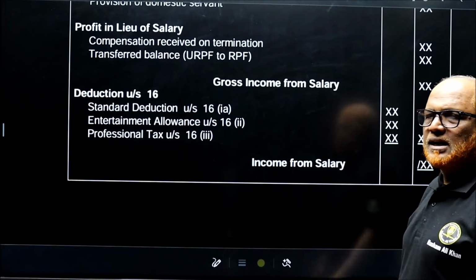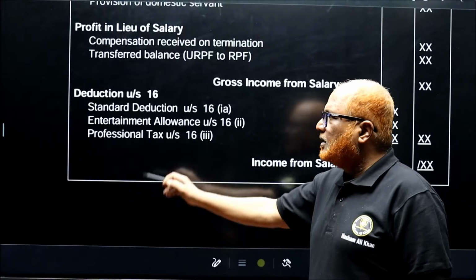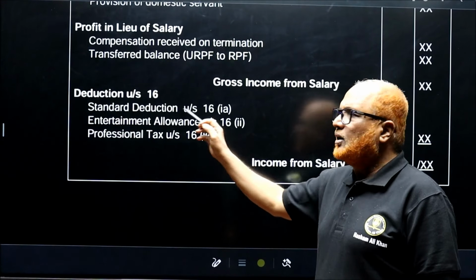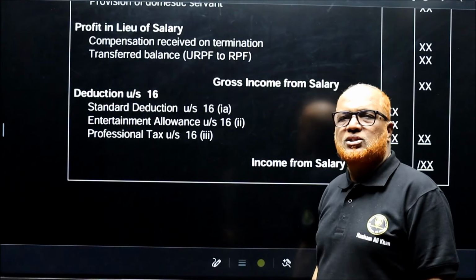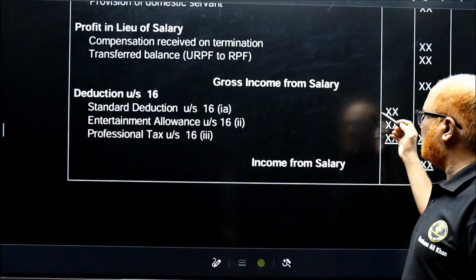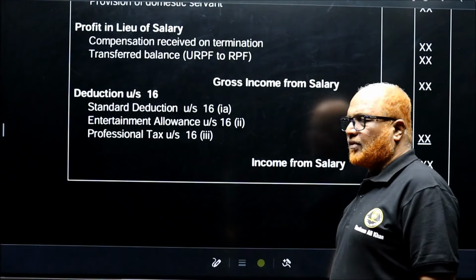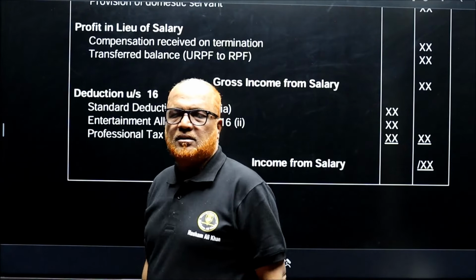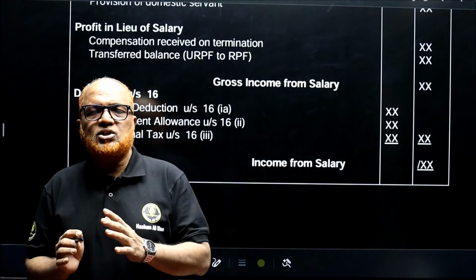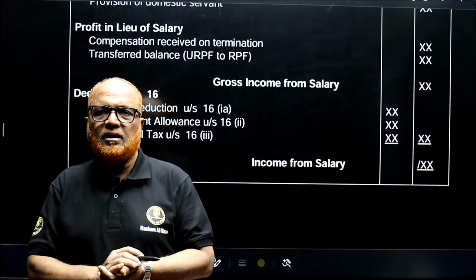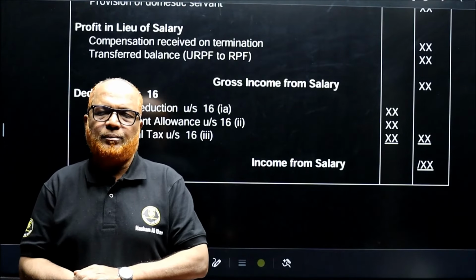Now from gross income from salary, three deductions are available: standard deduction 16(1)(a), entertainment allowance deduction 16(2), and professional tax under section 16(3). After taking the total of these three and deducting, we get income from salary. That's it. So in this video, I have explained two things: what the deductions available from gross income from salary are, and what the format of computing income from salary is.